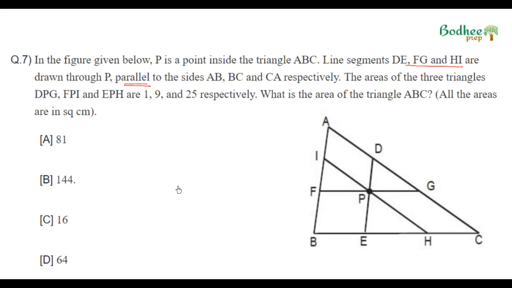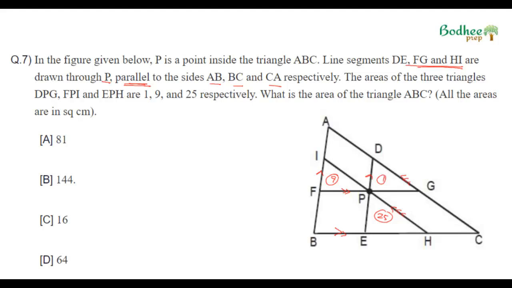So let's proceed. Here we have been given that P is a point, any point inside the triangle ABC, and the three line segments drawn through P are parallel to the sides AB, BC and CA. So this line is parallel to AB, this line is parallel to BC, and this line is parallel to AC. Correct? Further, the areas of the three triangles, that is DPG, this area is 1, this area is 9, and this area is 25 in fact. Now we need to find the area of the triangle ABC.